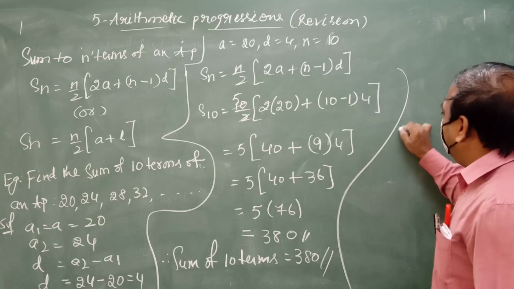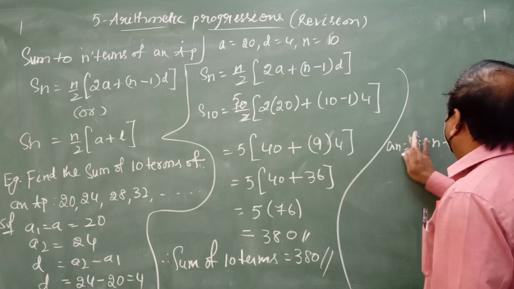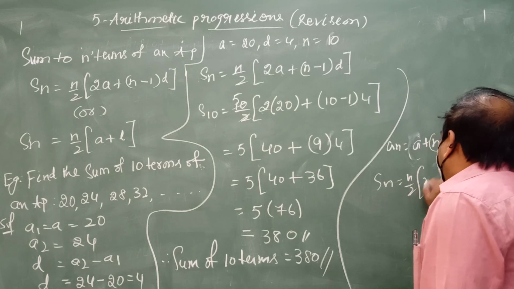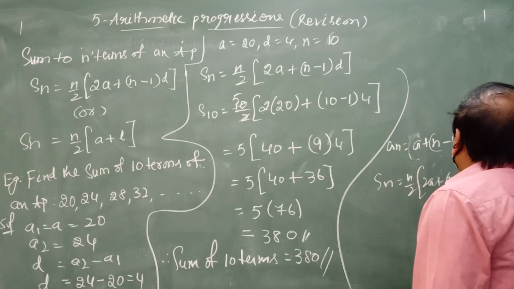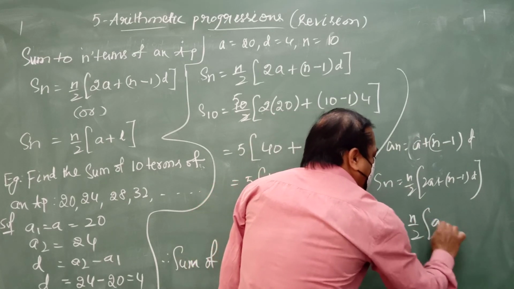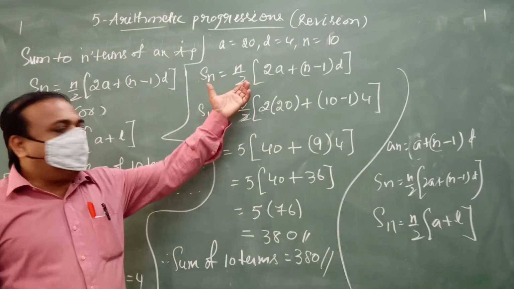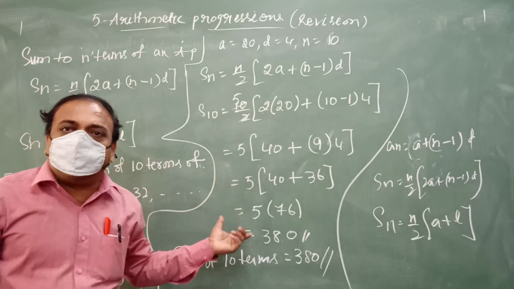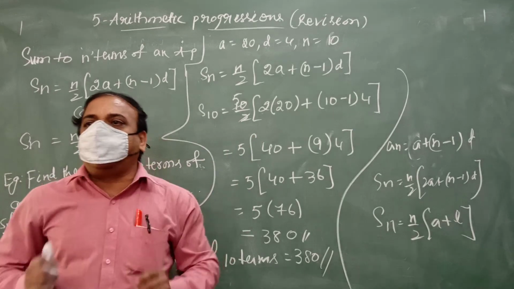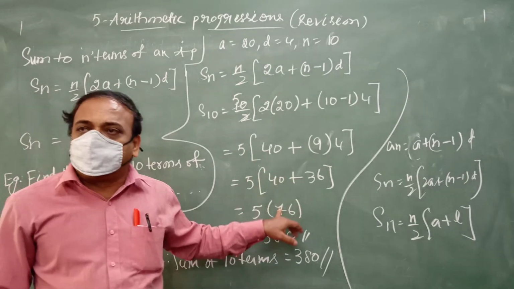What are those? An is equal to a plus n minus 1 into d. And Sn is equal to n by 2 into 2a plus n minus 1 into d. And one more, that is Sn is equal to n by 2 into a plus l, where a is the first term and l is the last term. This is a complete topic revision of arithmetic progression based on this content. Now, the material which I posted in the group, from that you have to finish all the related questions. Is it clear?